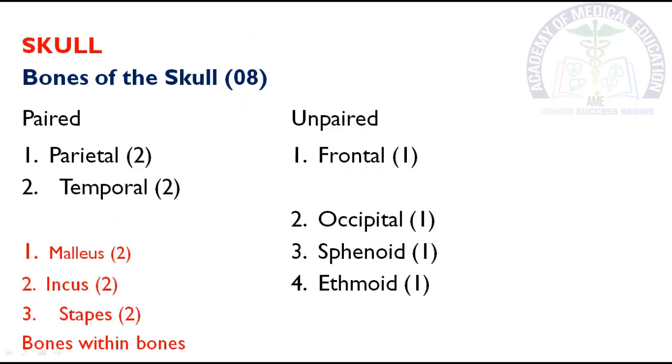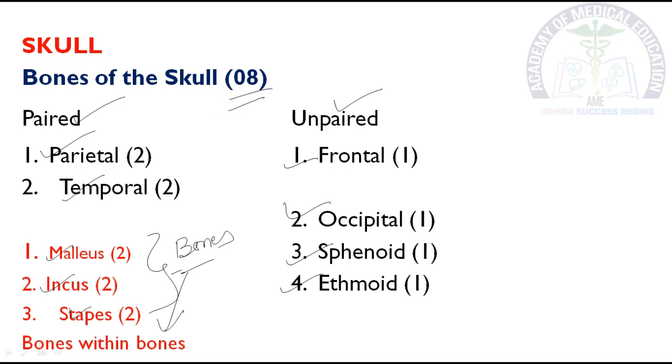The bones of the skull are 8. They are studied as paired and unpaired bones. The paired bones are parietal 2, temporal 2. Unpaired bones are frontal, occipital, sphenoid and ethmoid. The malleus, incus and stapes are bones within bones. So these are bones present within the bones, so we calculate that 8 bones are present in the skull cap.